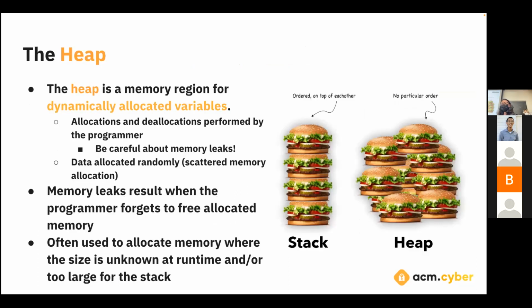While the stack is laid out in a very organized way in memory, the heap is allocated in sort of a random manner. It's basically, like I said before, for dynamically allocated variables. And because the programmer allocates and deallocates anything in the heap, you have to be very careful about memory leaks, which can happen if you forget to delete something that was allocated onto the heap. That can lead to some interesting program behavior, especially when the memory gets all used up.